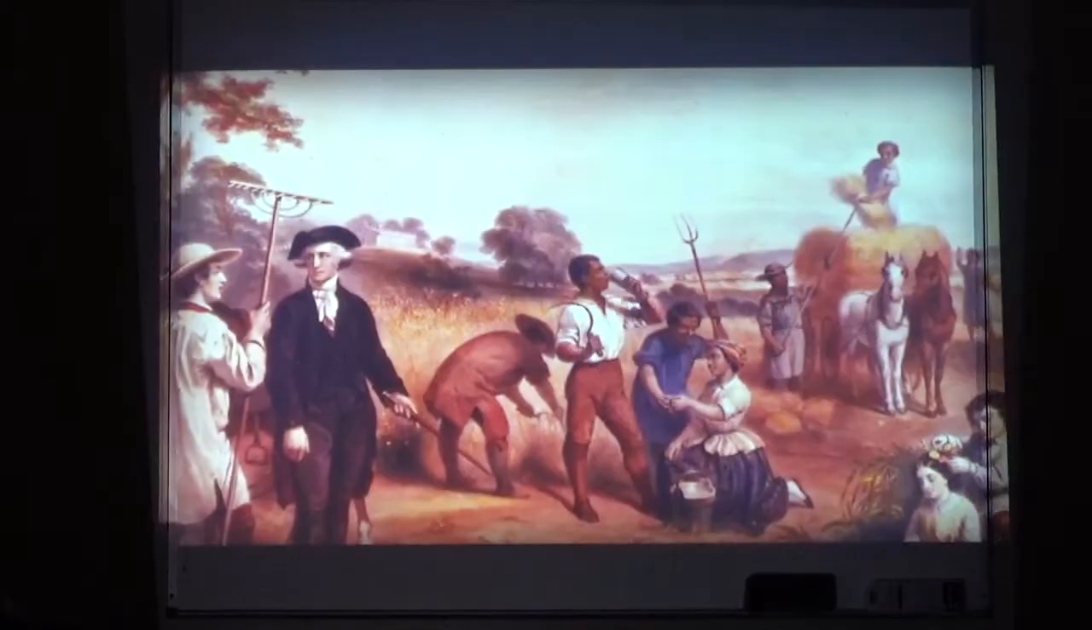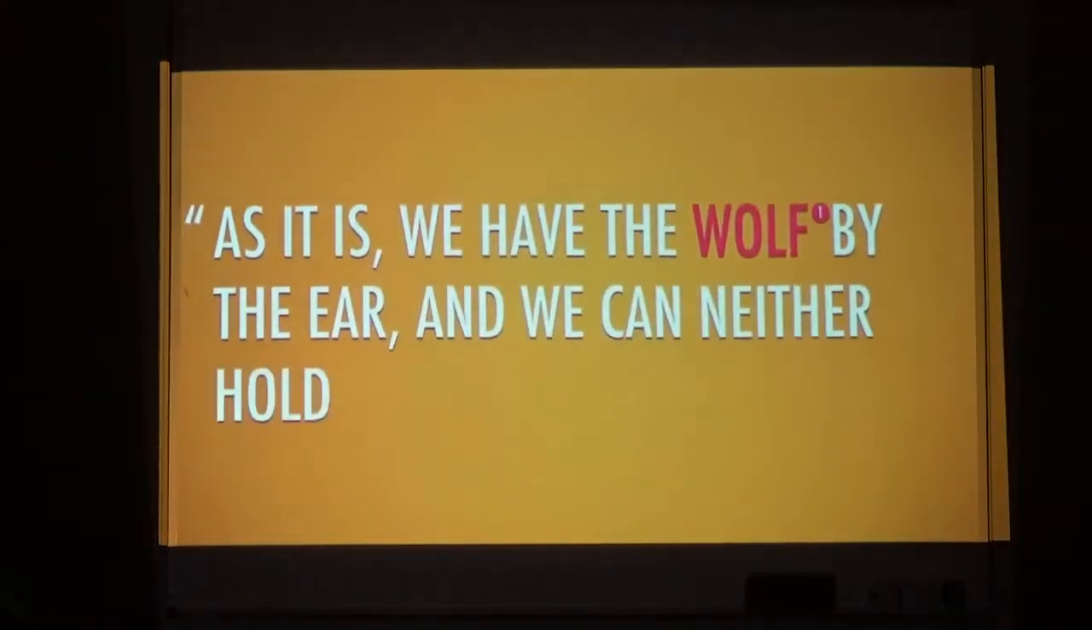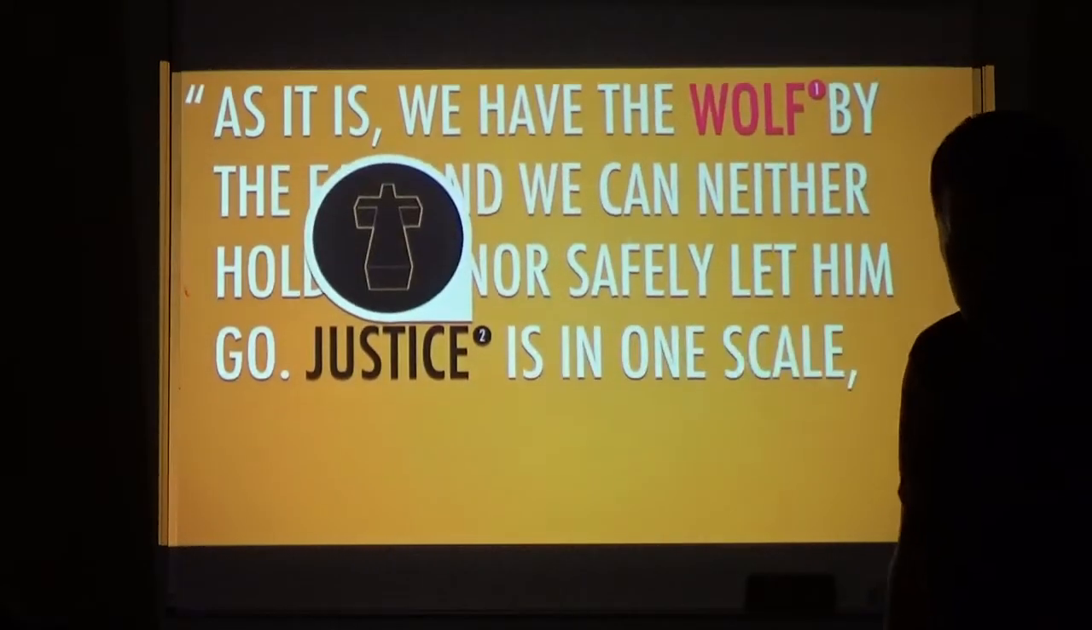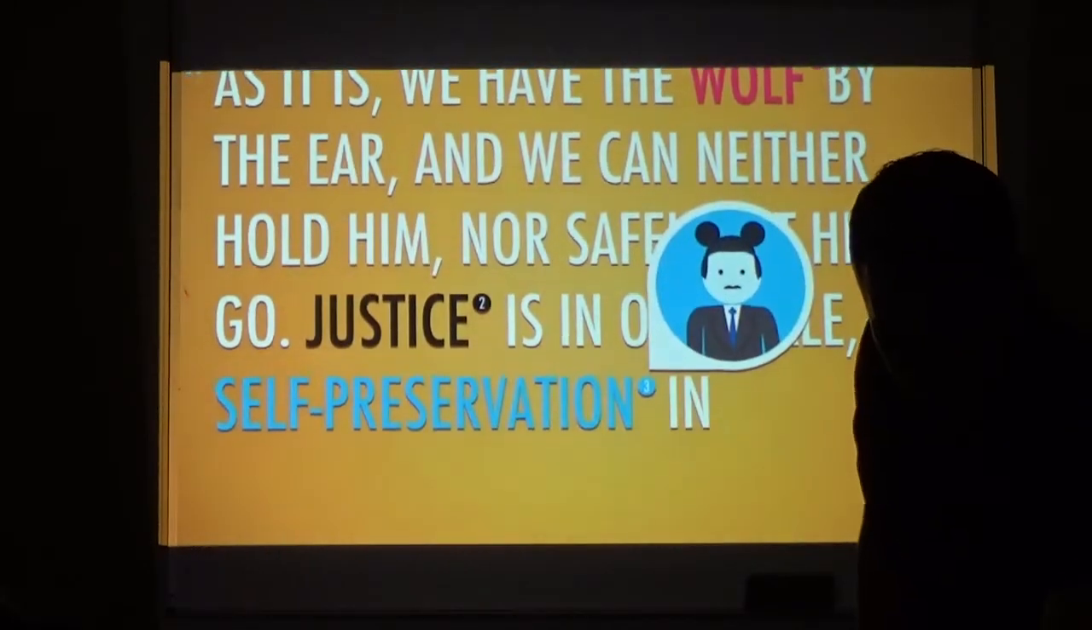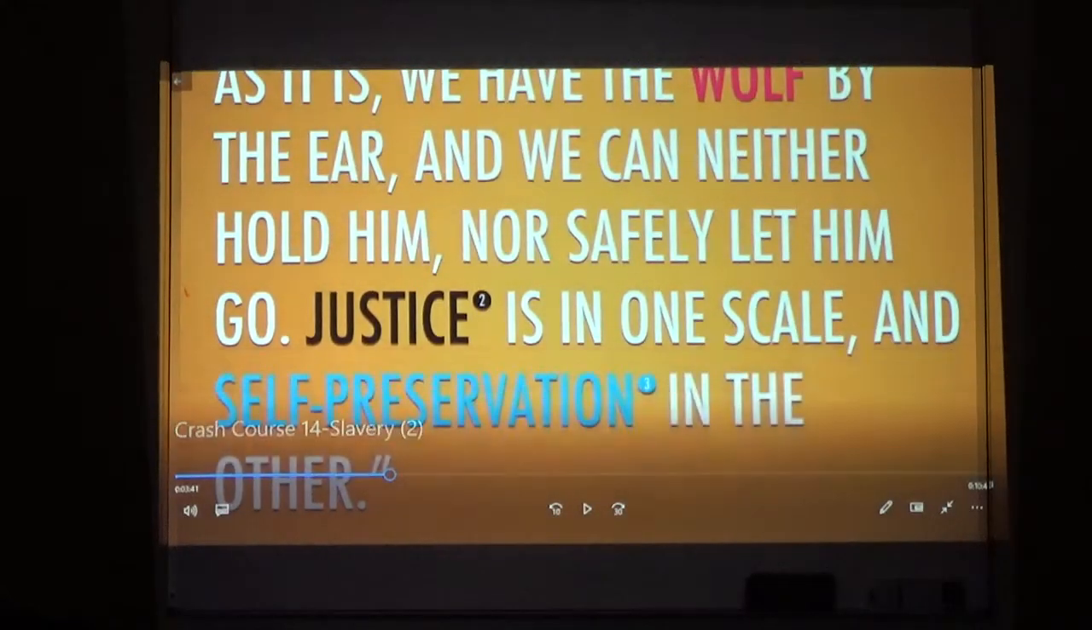Jefferson once wrote, quote, "As it is, we have the wolf by the ear, and we can neither hold him nor safely let him go. Justice is in one scale, and self-preservation in the other." So he was actually quoting, I'm trying to remember which senator. This senator was always a moderate. He was always in between. I want to say it was Cicero. I think it was Cicero.